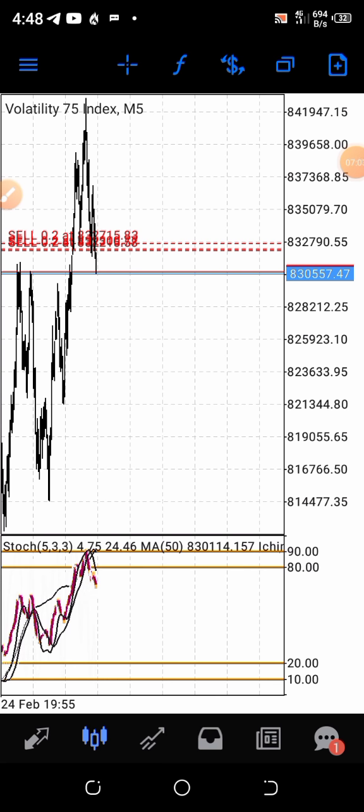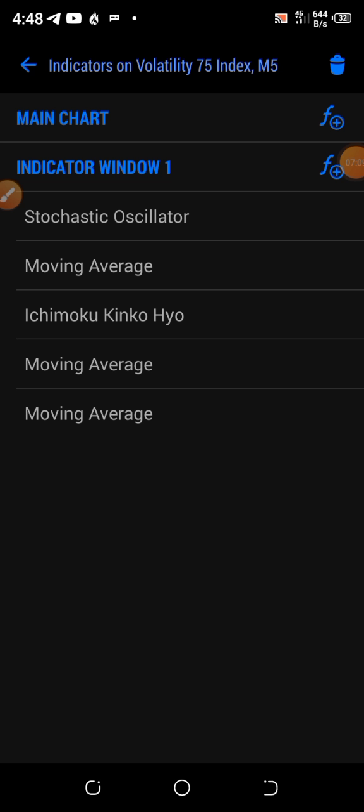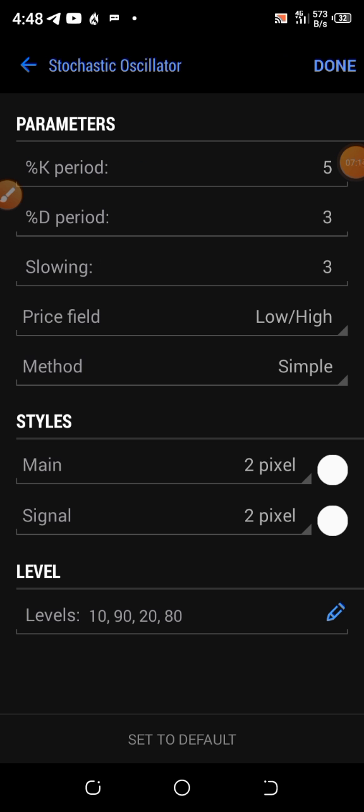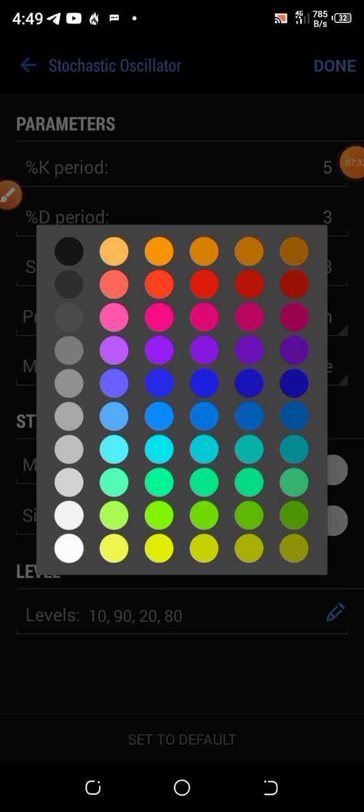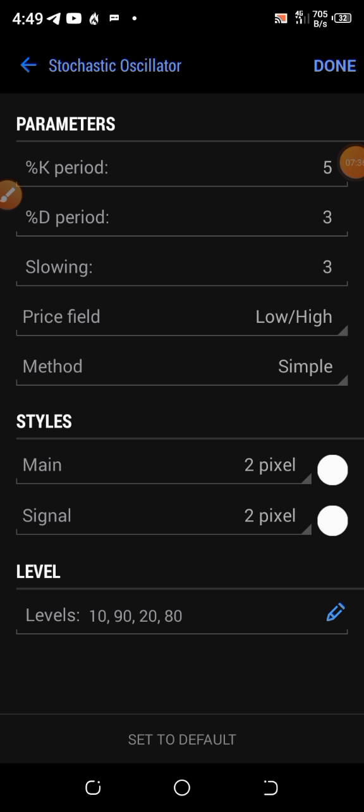Okay, so the setup for this indicator is we have the first in here, stochastic, with K period 5, D period 3, slowing 3. We have price field low, high, method simple. You can see these two is not important, but you have to change the colors to your background color. I'm using white background, and that's why I'm changing the two to white.